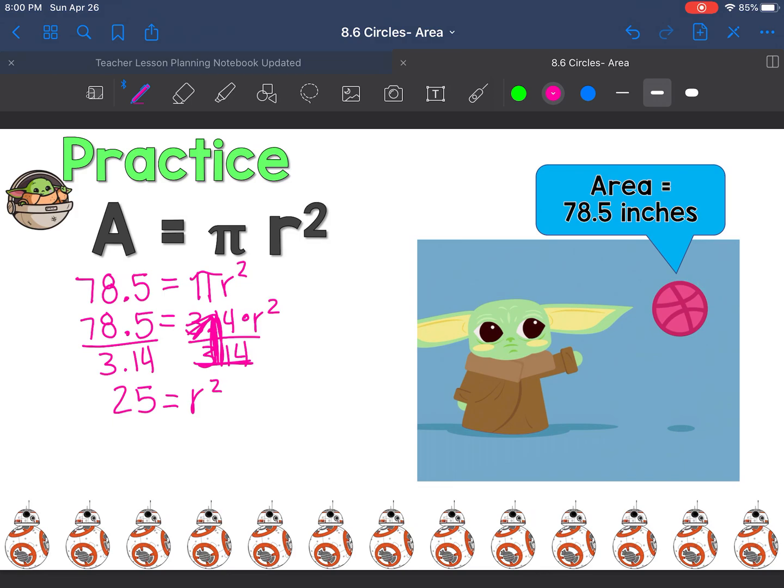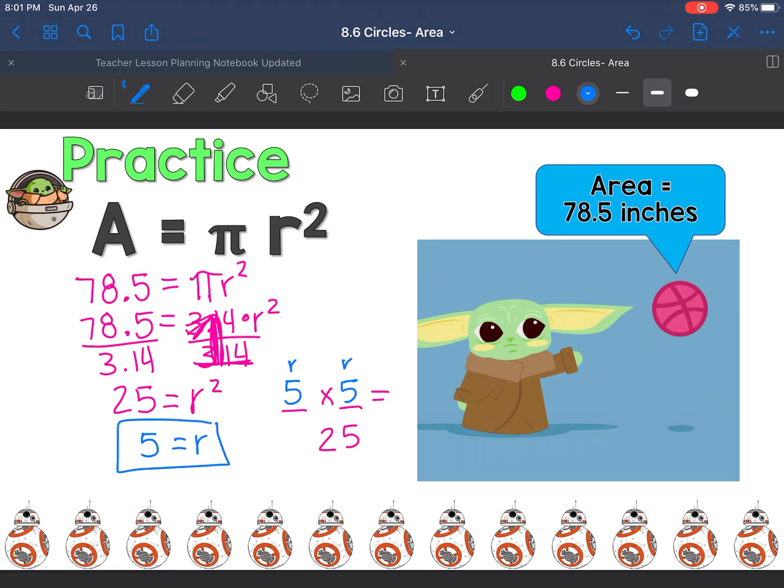So I need to ask myself, what two numbers can I multiply together that will equal 25? So I really had to think about my multiplication facts. 1 times 1 is 1, 2 times 2 is 4, 3 times 3 is 9, 4 times 4 is 16, 5 times 5 is 25. So that tells me that 5 times 5 is 25. So if I just want to know what r is, not r squared, r would just be equal to 5. So this would be r and that would be r. So my final radius is 5.